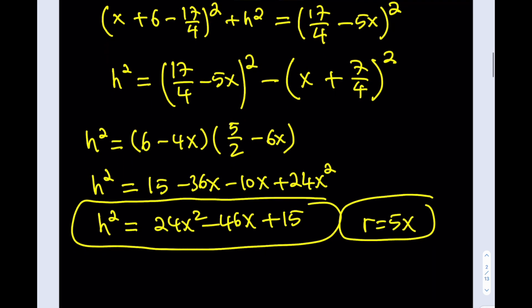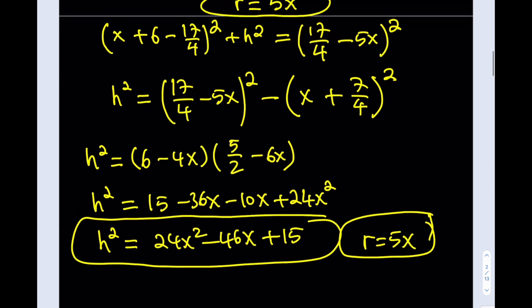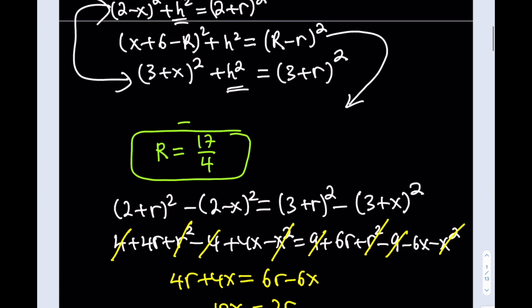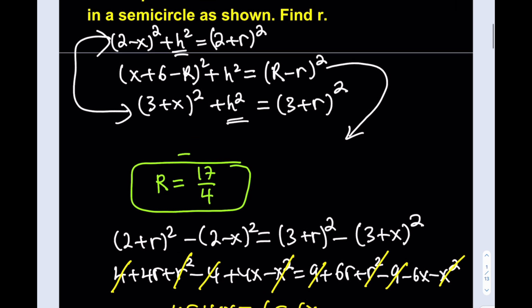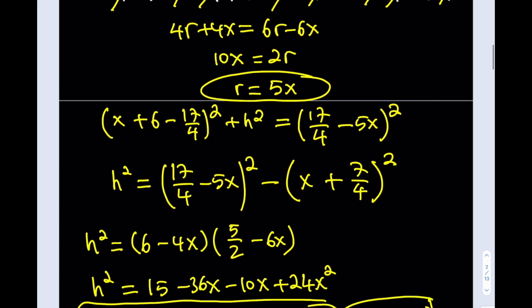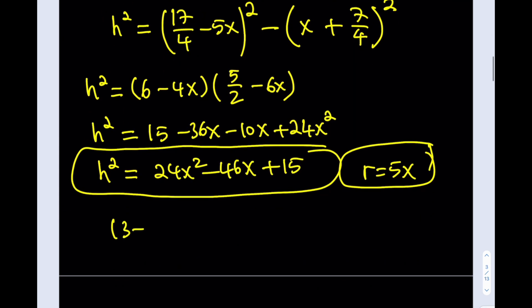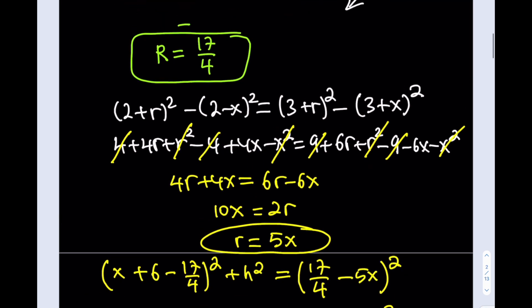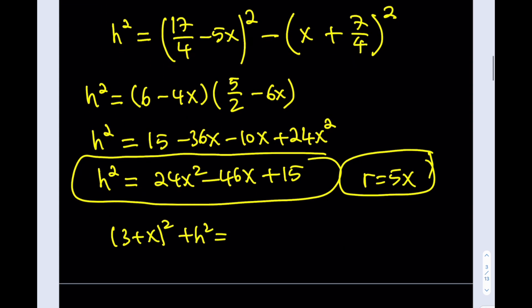So now what I'm going to do is basically I need to plug these into an equation that I haven't used. So it might be either the first one or the third one because I used the second one. I think I'm going to use the bottom one. 3 plus x squared plus h squared is equal to 3 plus r squared. Awesome.